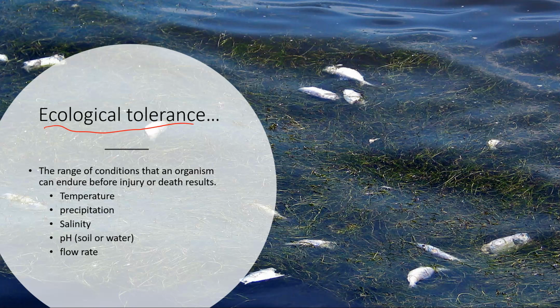So ecological tolerance is that range in conditions that an organism can endure before injury or death results. And that range is different for different organisms.